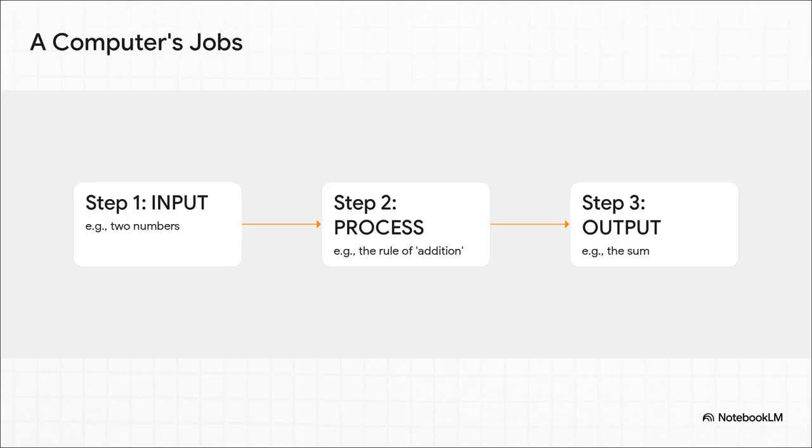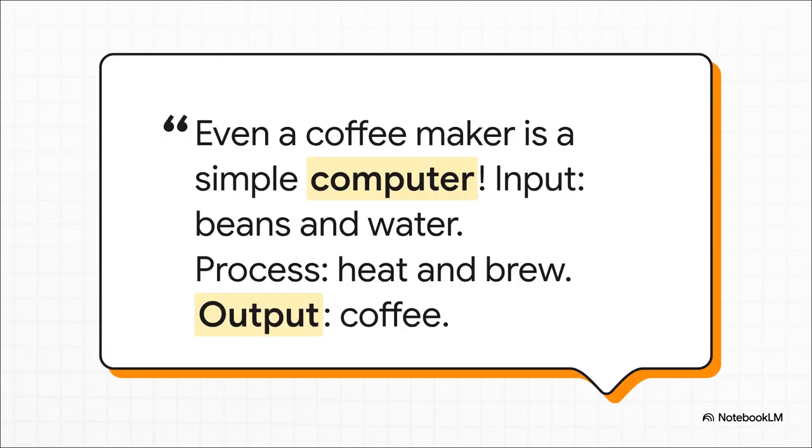Every single device, from a cheap calculator to a government supercomputer, is just running this fundamental loop over and over and over again. And this principle is literally everywhere. I mean, think about your coffee maker. It's a simple computer. The input, coffee beans and water. The process, a set of rules to heat that water and brew it. And the output, a perfect cup of coffee. Once you see this pattern, you start seeing these little computers all over the place.